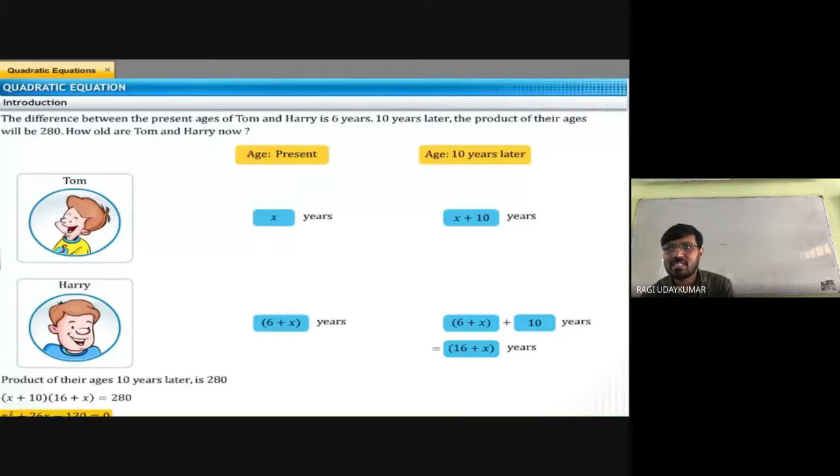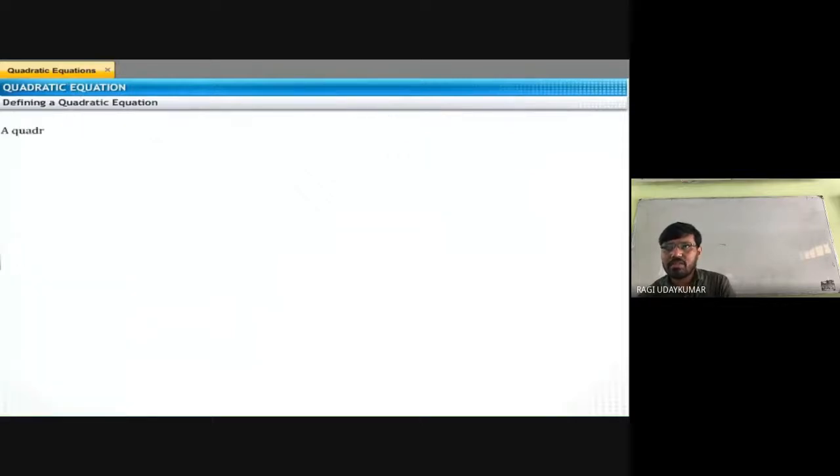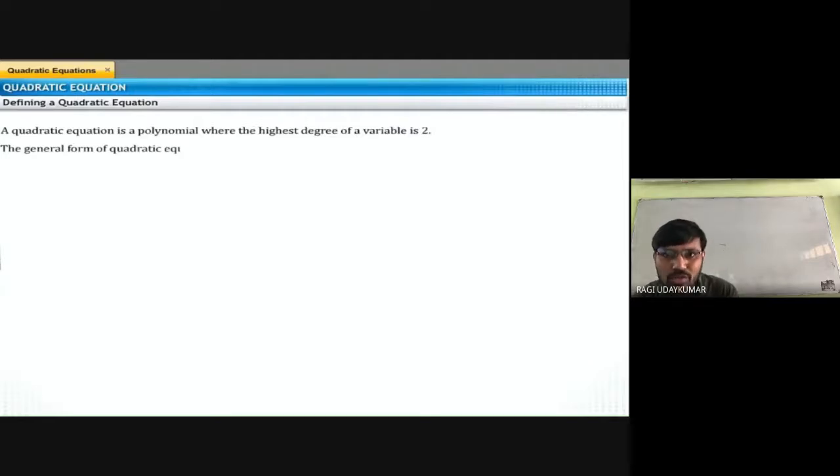Whatever we are getting, this one is called a quadratic equation. A quadratic equation is the polynomial where the highest degree of the variable is 2. Actually it is not a polynomial. Here it is given as polynomial, but it should be given that a quadratic equation is the equation where the highest degree of the variable is 2. That is right, it's wrong actually. It's not a polynomial. Polynomial is nothing but equal to 0 will not be there. There is a difference between the polynomial and the equation.